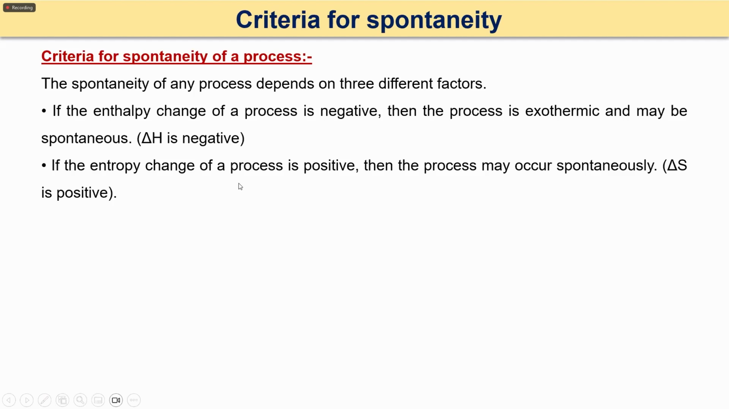Next is if the entropy change of a process is positive, like if a process is happening where your entropy is increasing, that means the entropy change of that process will be positive, then the process may occur spontaneously. So we can say that this process is spontaneous.